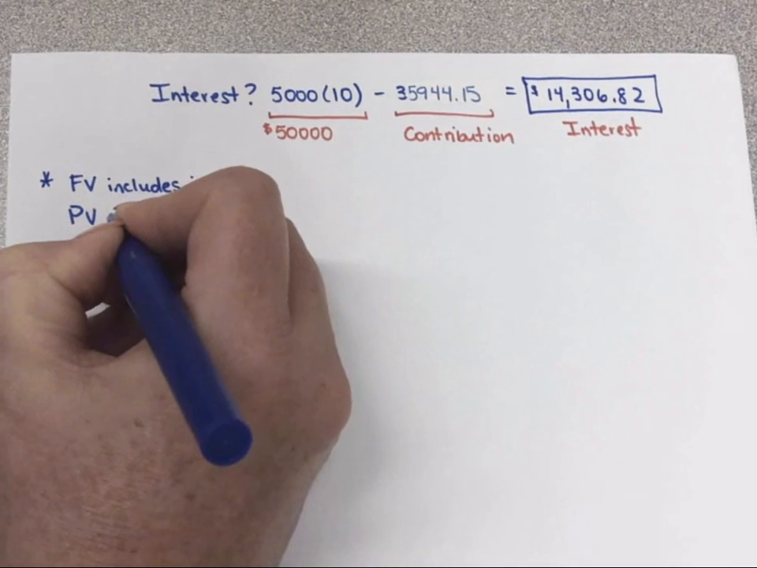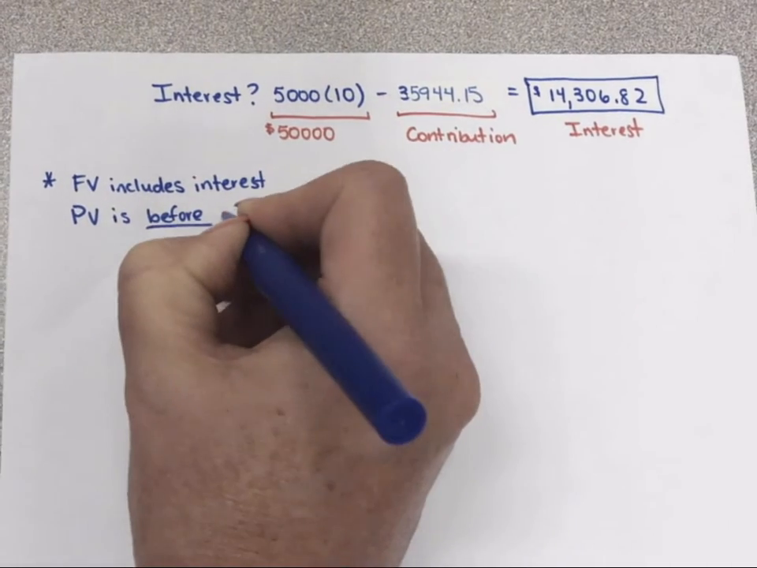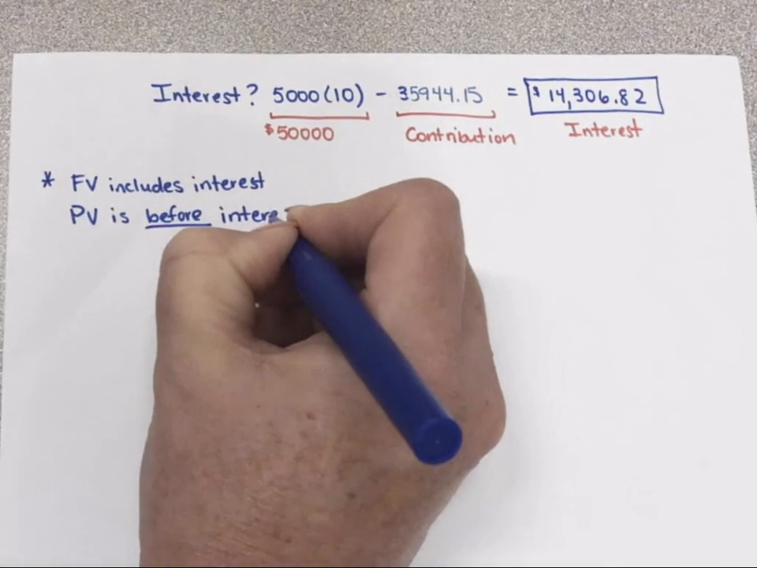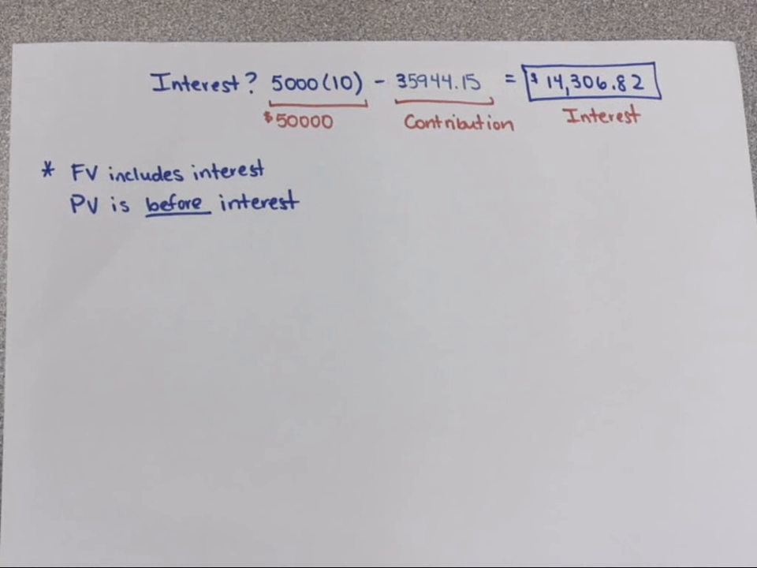And present value is before interest. So you'll be discussing interest either way. It's just that with future value, the interest has already been added to be included in that quantity, and present value would be the amount before interest started accumulating.